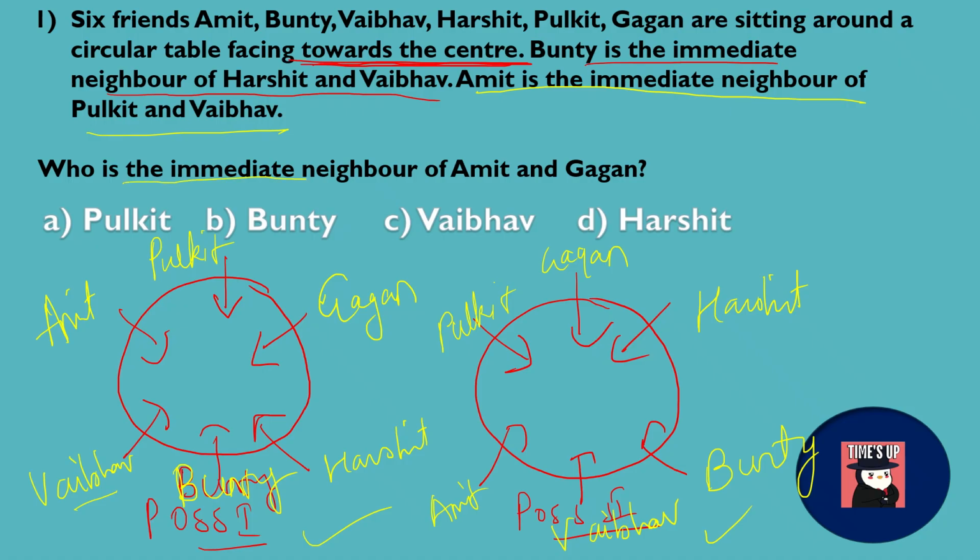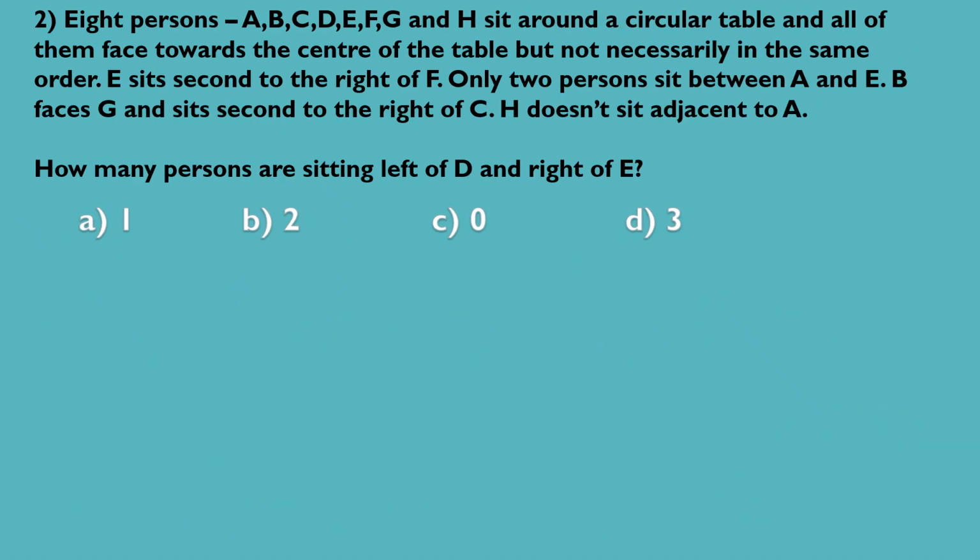Who is the immediate neighbor of Amit and Gagan is the question asked. Pulkit. Pulkit is the immediate neighbor of Amit and Gagan. Correct? So correct answer will be A, Pulkit. Next question on your screen and your timer starts now.